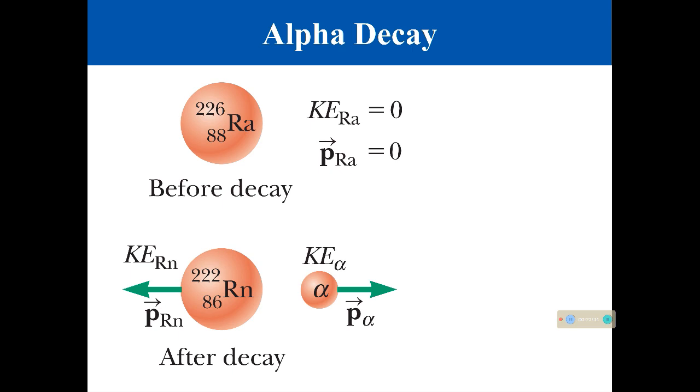Alpha decay. Before decay, and after decay. Well, before the decay, you'll notice there's no kinetic energy, assuming the object is just sitting there, and there's no momentum because it's all one thing. But after the decay, both the radon and the alpha particle will have kinetic energy, and they are now traveling away from each other. So where does that energy come from? We can't just get energy from nothing. Where's it coming from? The binding energy, correct.